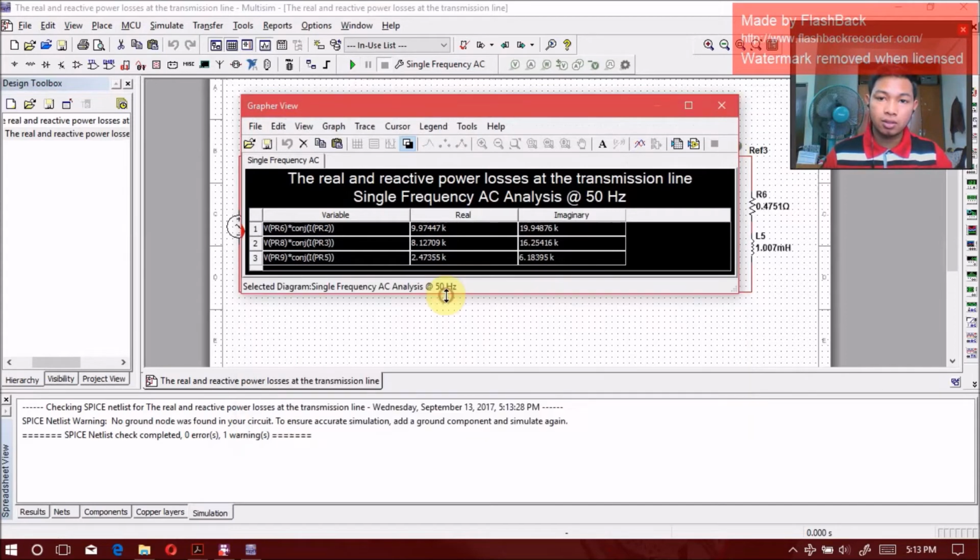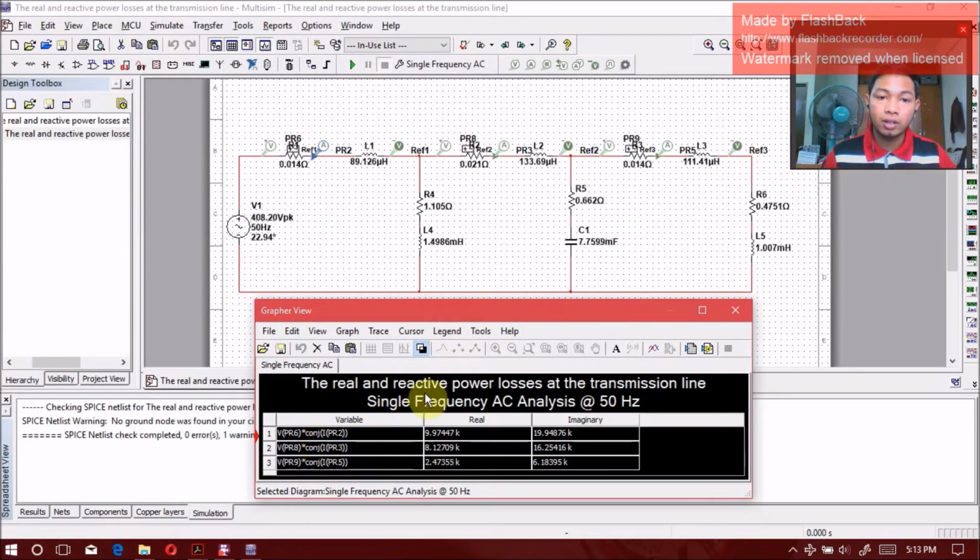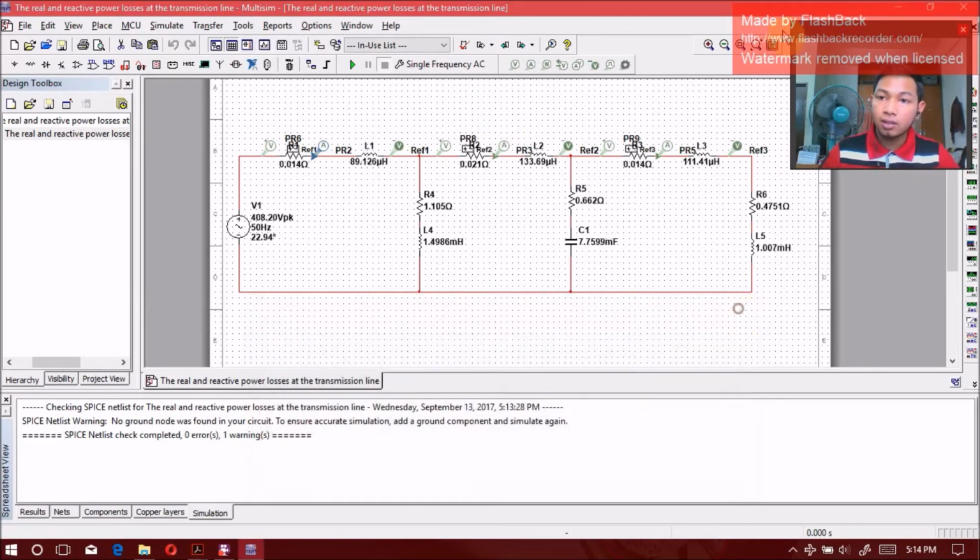Before that, I already put in the formula for the real and reactive power. It is V times I conjugate, as you can see here. It is the same for the other transmission lines: transmission line 1, transmission line 2, and transmission line 3. So this is the result, the real and imaginary. That's it for this.